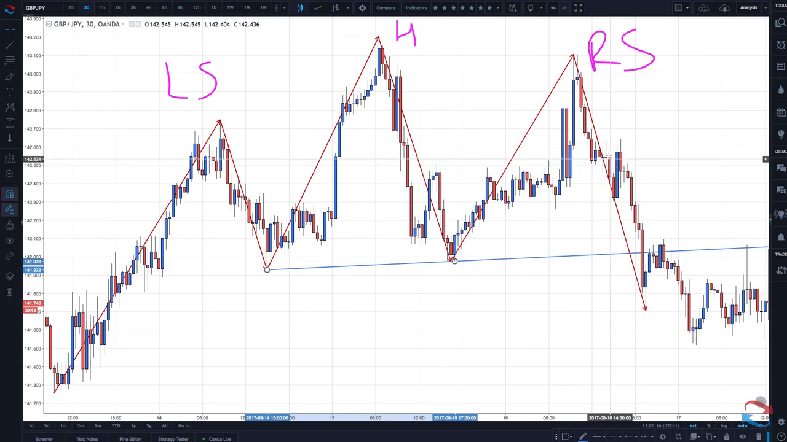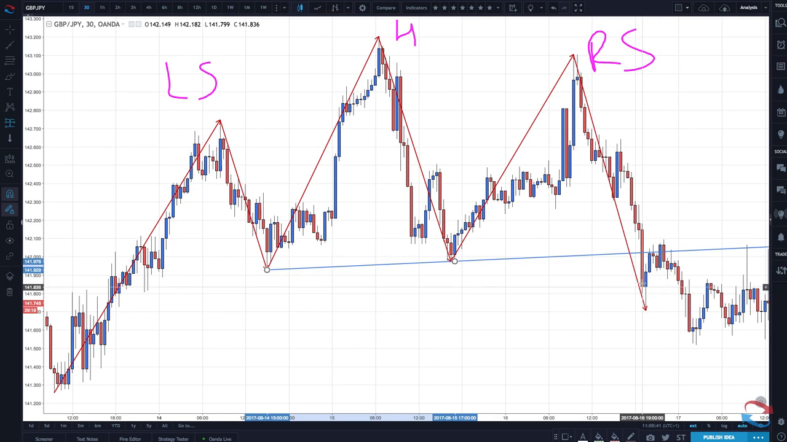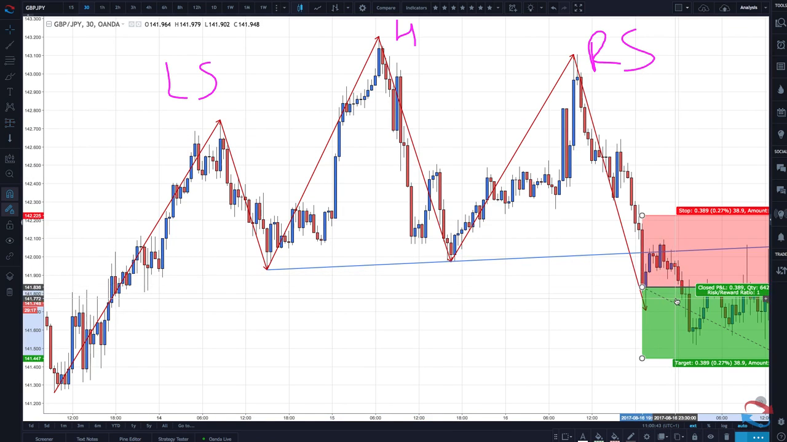So traders will be on alert once prices fail to make a new high and prices start coming down. The right shoulder becomes more evident, and then we have a break of the neckline, and traders will enter short. Let me get my risk reward tool, short position on the close of the candle.